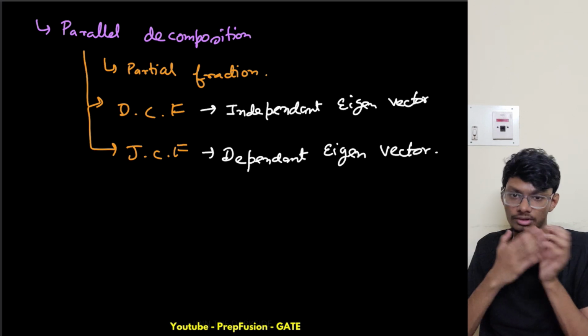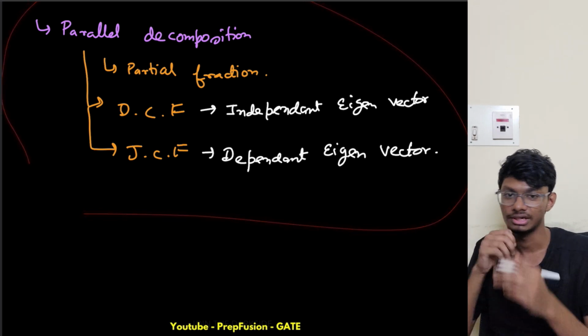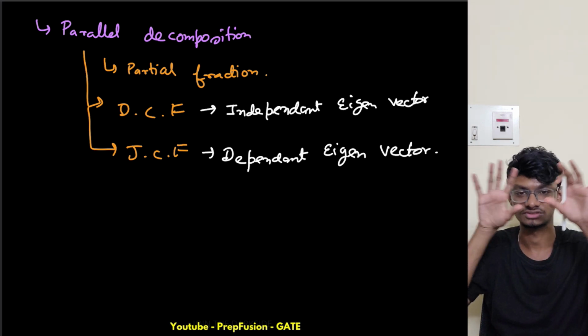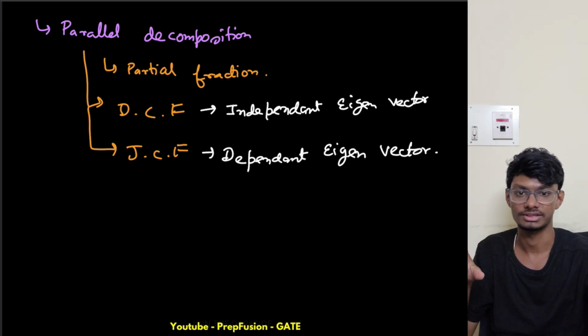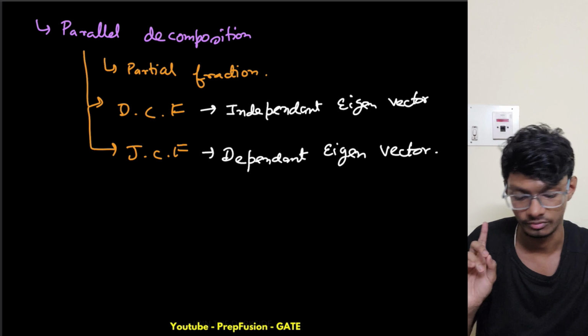Okay, that I will come to. So that's why I need parallel decomposition. And cascade decomposition is nothing, just two transfer functions in cascade. I just multiply one with another one and put a gain of one block before connecting the two integrators, right? That is what a cascade decomposition is. So yeah, that we do.